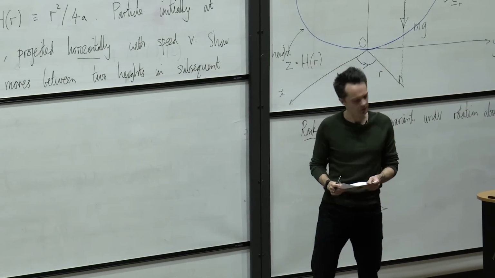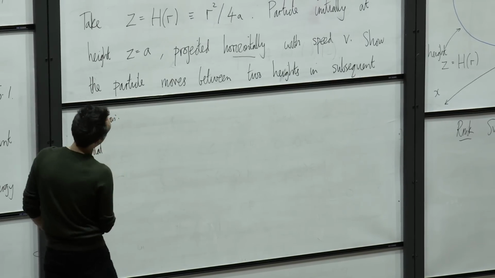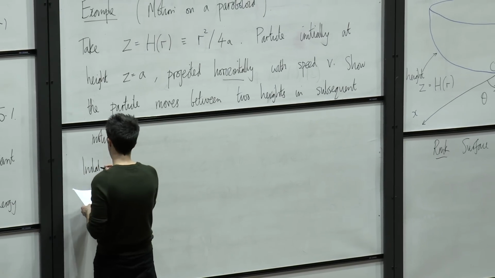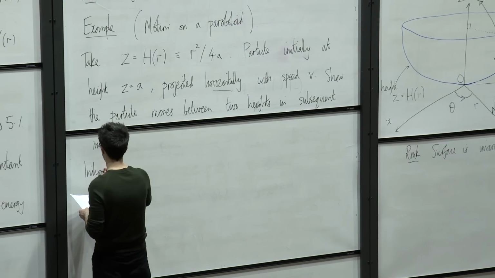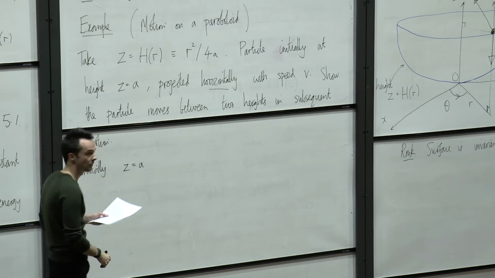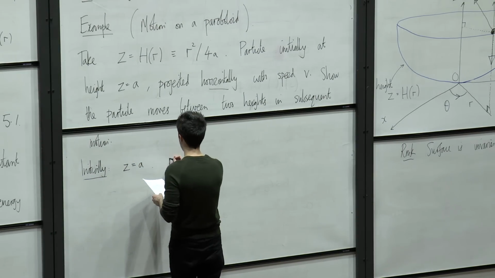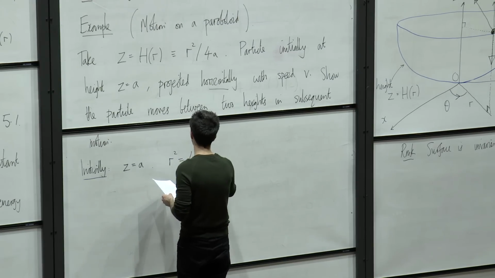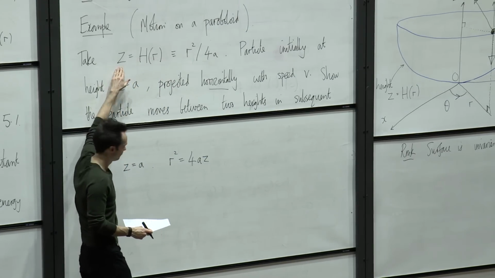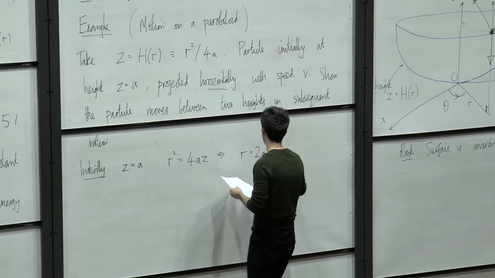All right, so this is an initial value problem. We're given the height of the particle initially and also its velocity initially. So initially, z equals a. On the other hand, we also know that r squared is 4az, just by inverting r squared here in terms of z. And so since z is a initially, then r must be 2a initially.